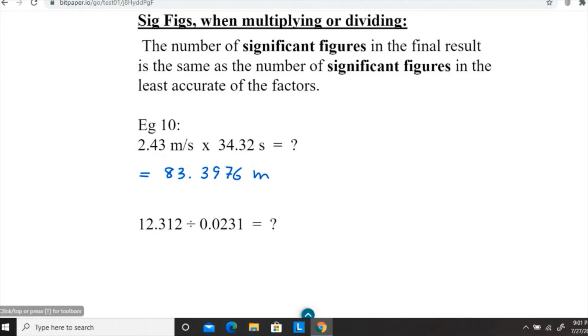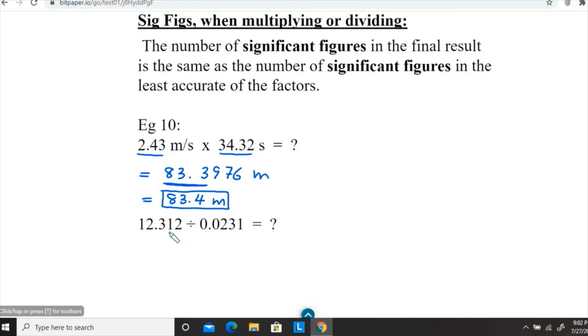However, we only consider the significant figures of the least accurate factor. So here we have 3 sig figs. In this number or factor, we have 4 significant figures. So we only look at 3 sig figs for the final result. So that means up to here. However, we are going to round it up because after 3 there's a 9. So the final answer would be 83.4 meters. So that is how we come up with the final answer looking at the significant figures of the least accurate factor.